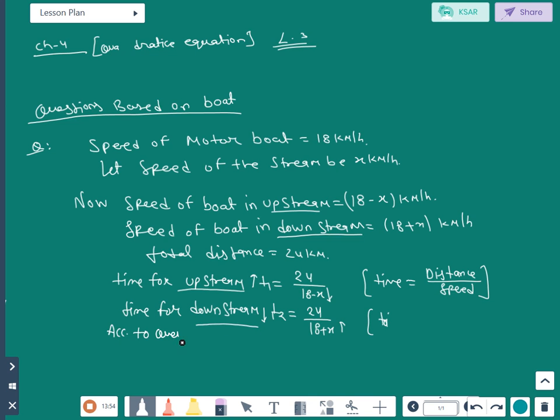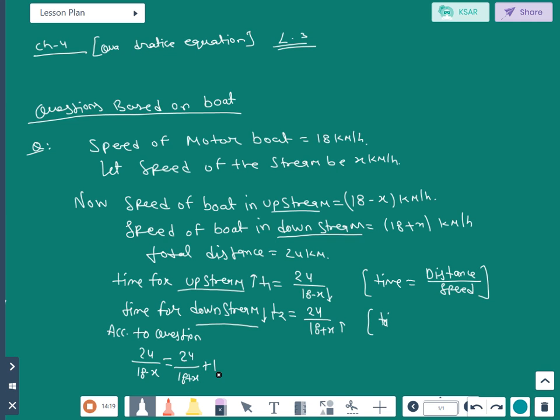According to the question, it will take 1 hour more. So upstream requires more time and downstream requires less time. So 24 upon 18 minus x, that is the time taken by the upstream, is equal to 24 upon 18 plus x plus 1.